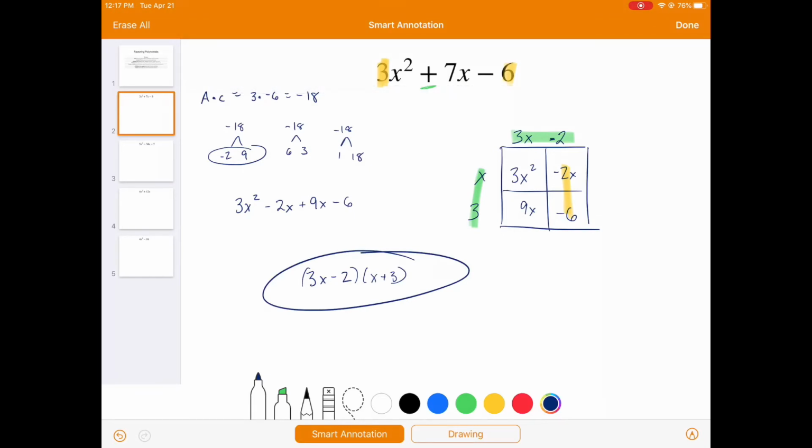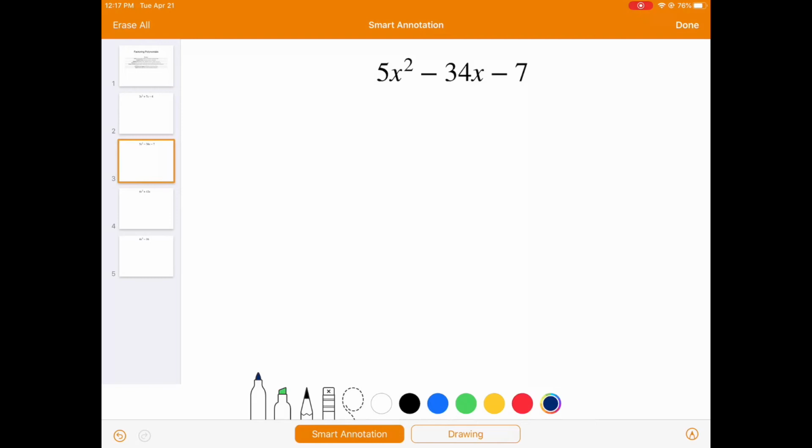I'm going to do another one, but I'm going to speed it up a little. So my next problem, I have something that's already factored out the greatest common factor. You can't take anything else out.